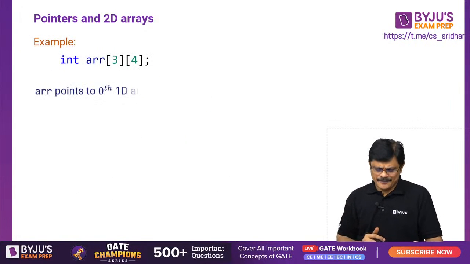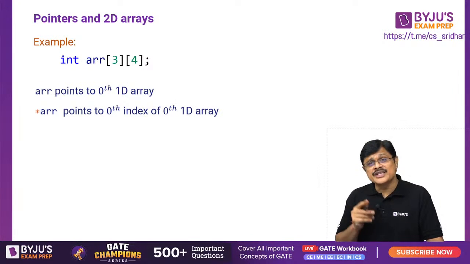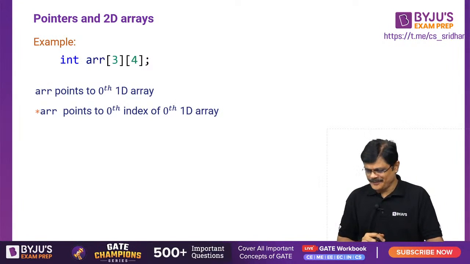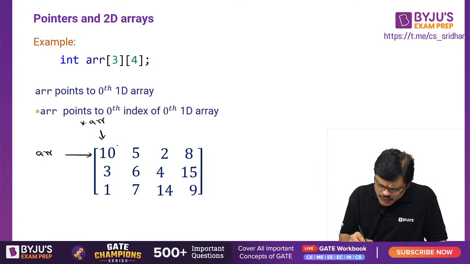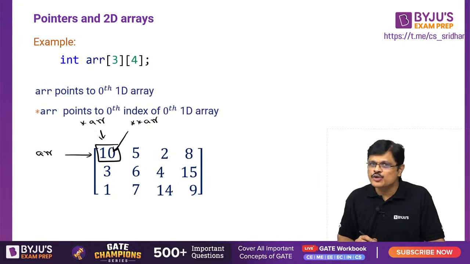So let us see. arr points to what? The 0th 1D array. *arr points to what? The 0th element of the 0th 1D array. For example, arr refers to this one, *arr refers to this location, and **arr refers to that particular value. Is that clear?